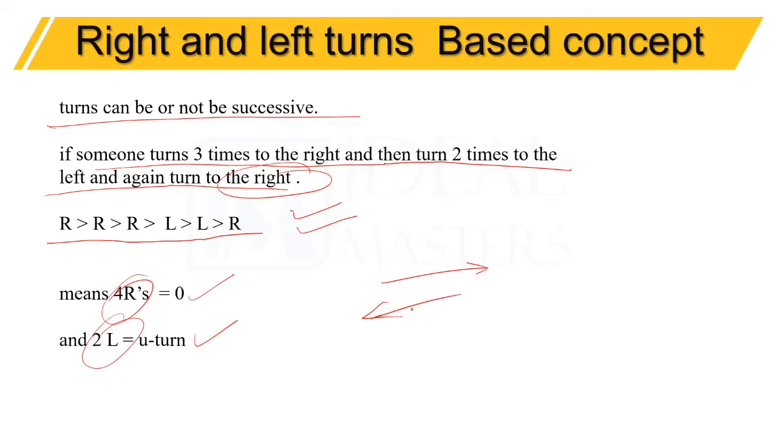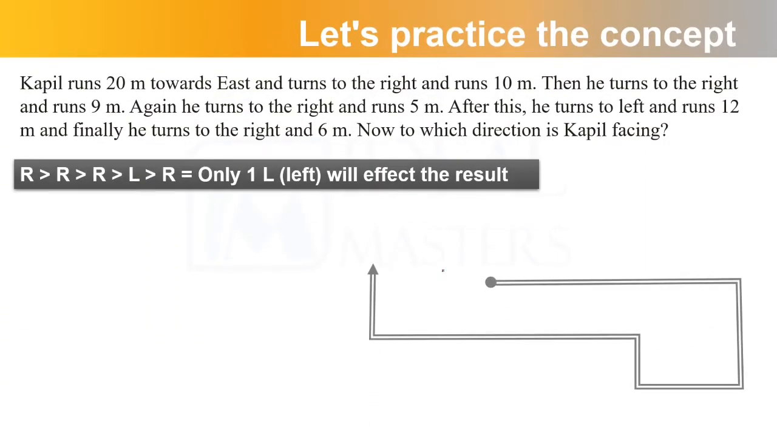Now, let's practice the concept. Question is, Kapil runs 20 meters towards east and turns to the right and runs 10 meters. Then he turned to the right and ran 9 meters. Again he turned to the right and ran 5 meters. After this, he turned to the left and ran 12 meters. And finally he turned to the right. Now to which direction is Kapil facing?